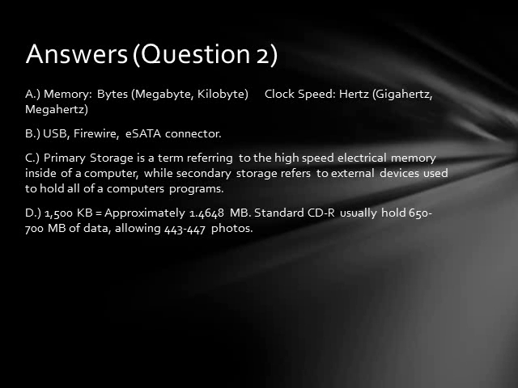Okay, so the answers to question 2. The first question wanted the units for measuring memory and clock speed. So for memory, these are usually what are called bytes, megabytes, and kilobytes. These are usually the most heard terms. And then for clock speed, it's measured in hertz, gigahertz, or megahertz.